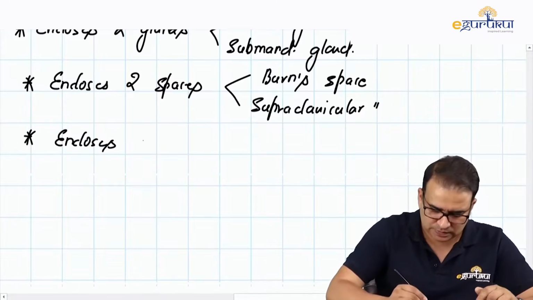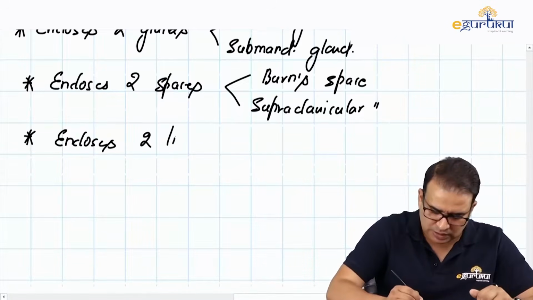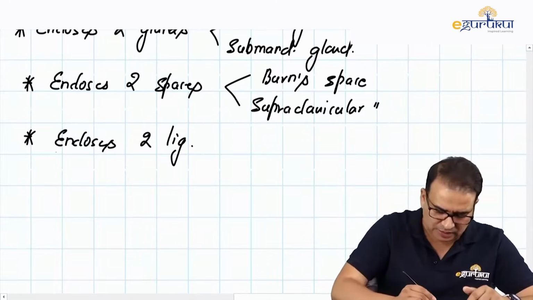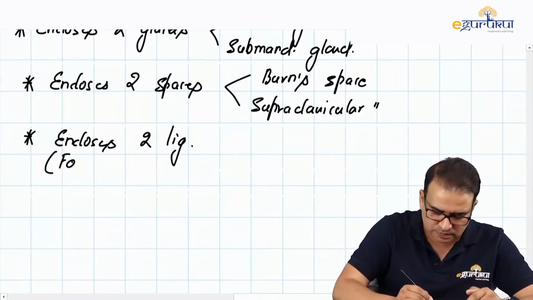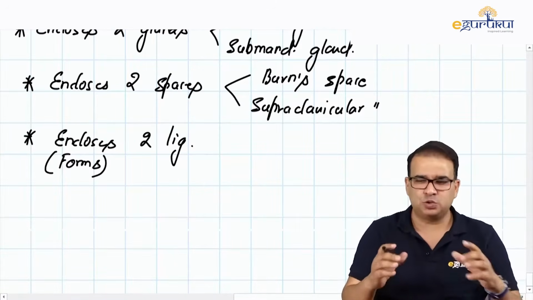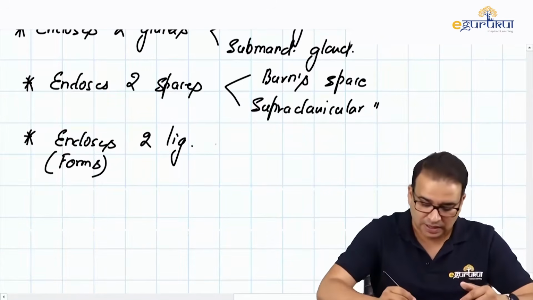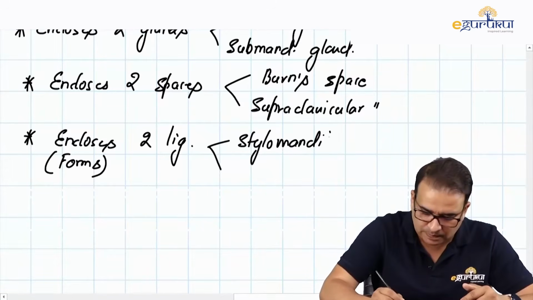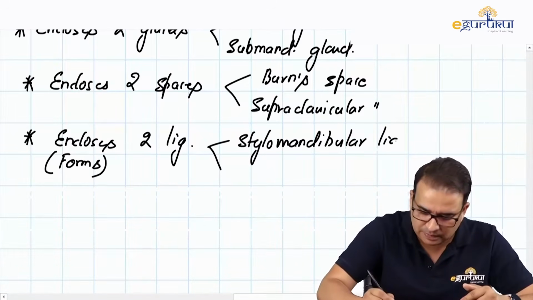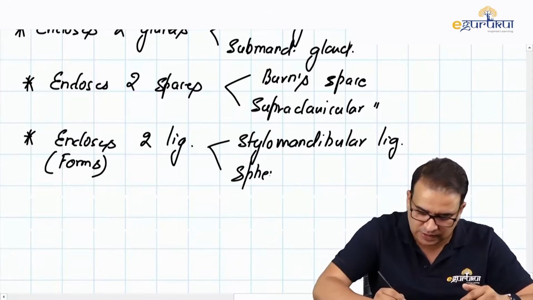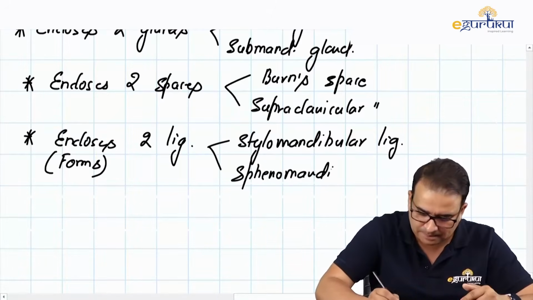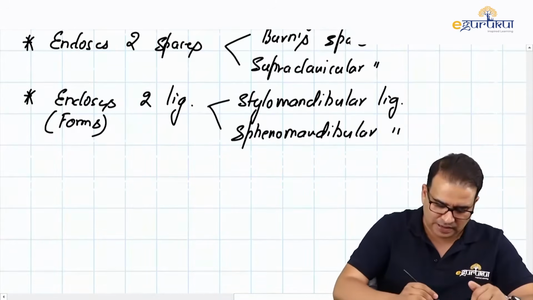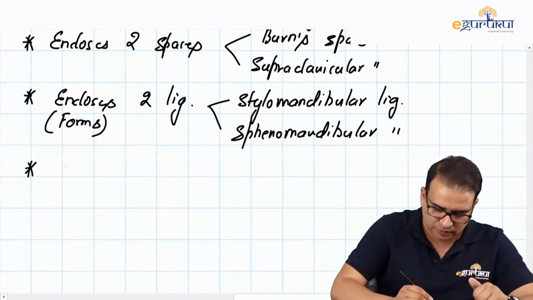It forms two ligaments. I should not say encloses, actually it forms two ligaments, not just encloses. The better word than encloses is it forms. There are two ligaments which are modifications of the investing layer, and those two ligaments are the stylomandibular ligament and the other one is the sphenomandibular ligament.